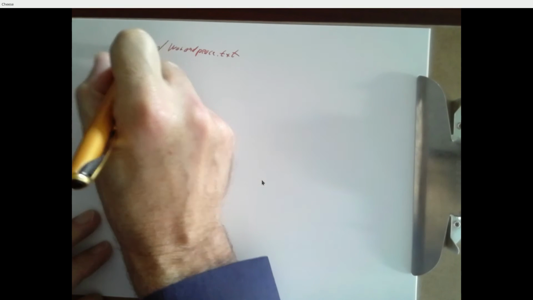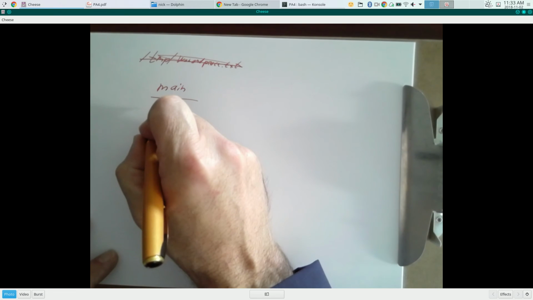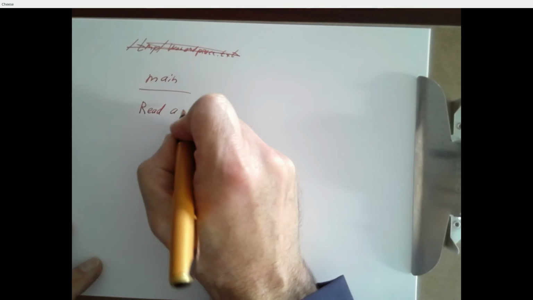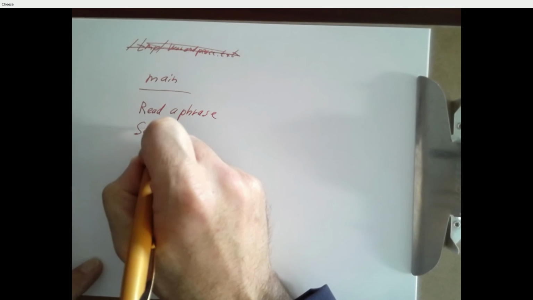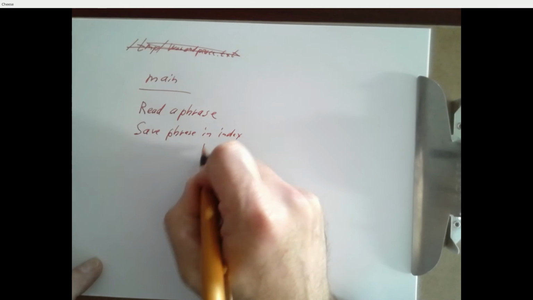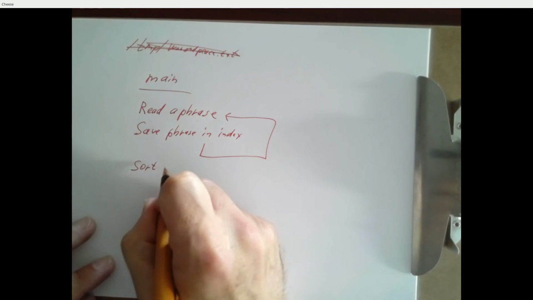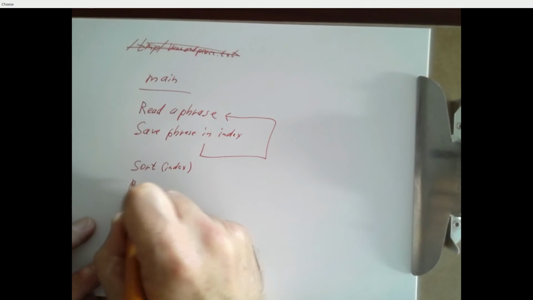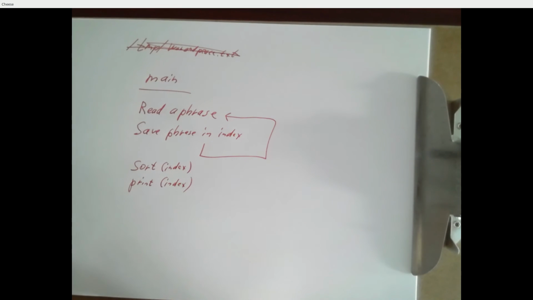All right, so what does this look like? What's our main program do? Let's read a phrase from our input. Let's save the phrase in our index. And let's just loop, and we'll do that until we've read all the phrases. And then let's sort the index. And then let's print the index. And we're done. There's your main program.